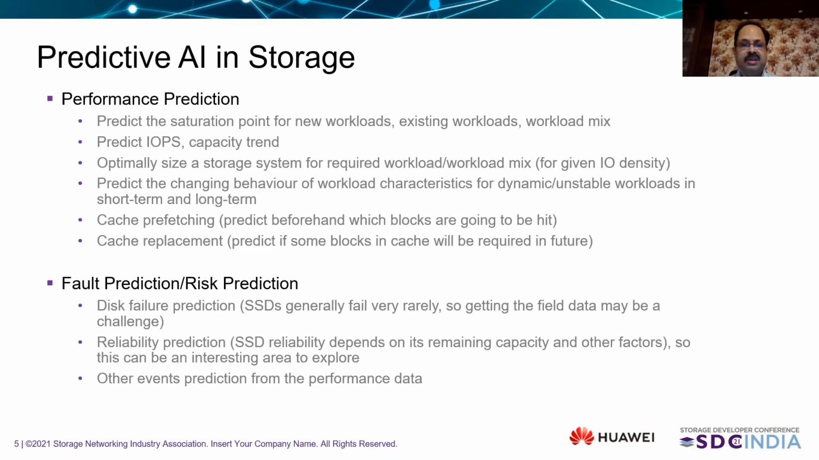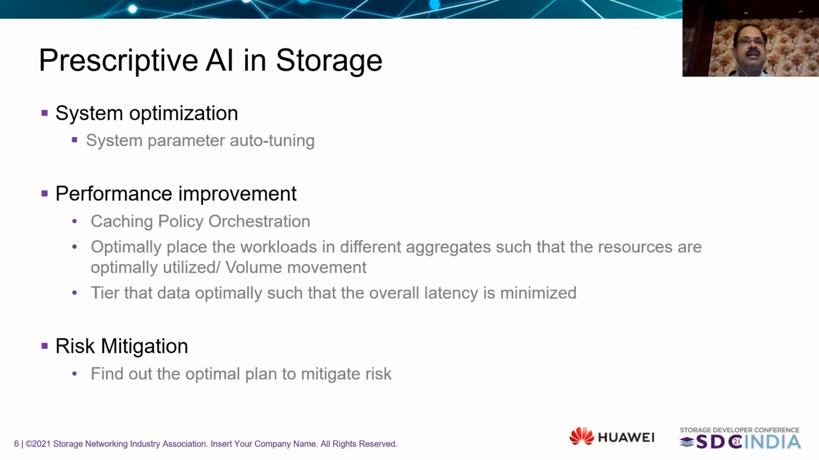And finally, I will just go to the prescriptive AI. What is prescriptive AI in storage? Prescriptive AI is system optimization. System optimization is a very, very general area, and the question is whether we can fine tune the system parameters to derive the maximum performance. So what is performance? That has to be defined in order to have the appropriate action. There can be a lot of Pareto optimal solutions also.